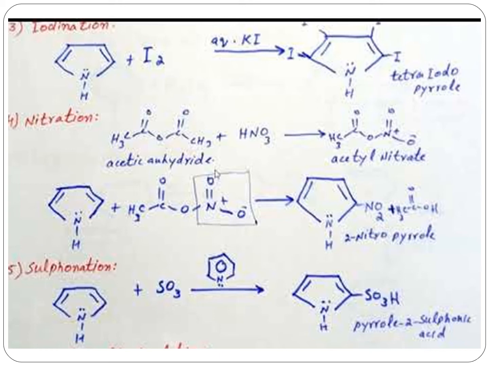Third, nitration. We also know that the nitration reaction is done in the presence of nitric acid. So pyrrole reacts in the presence of HNO3, and we get 2-nitropyrrole. In sulfonation, we know the sulfonation reaction is done with SO3. So pyrrole reacts in the presence of SO3, and we get pyrrole-2-sulfonic acid.